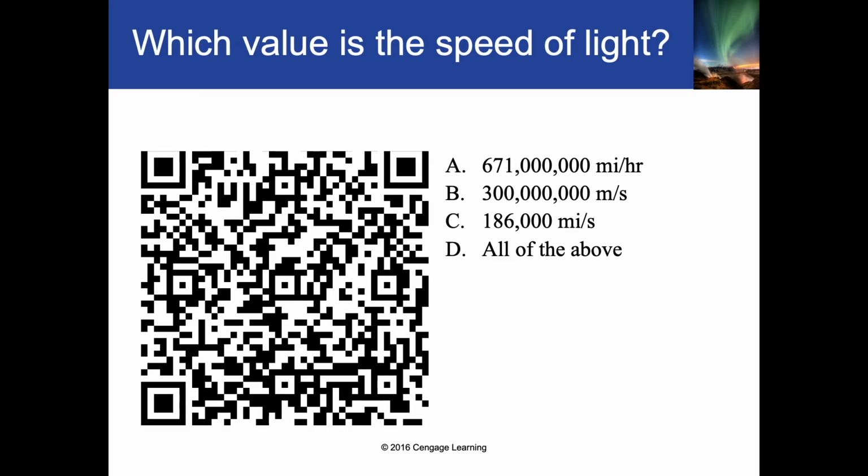Actually, it's all the above. Because if you convert this, which is what I told you in the last slide, to miles per hour, that's how many miles per hour it is. If you convert this to miles per second, that's how many miles per second it is. So be prepared for that type of question, and don't be fooled. I'll give you the constant for the speed of light, but then I'll have the other answers be converted units. So don't fall for that.